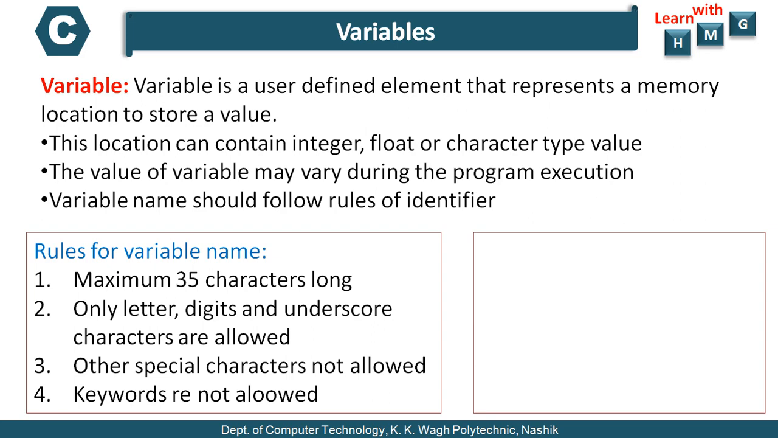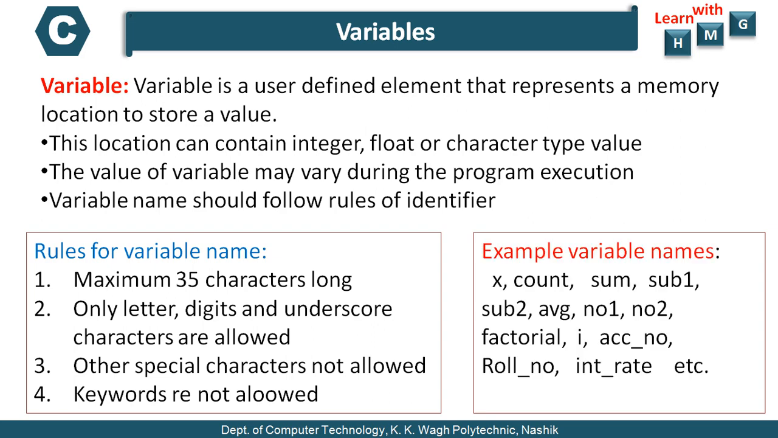So let us have some examples of variable names. For example, x, count, sum, sub1, sub2, avg, no1, no2, factorial, i, acc_no, roll_no, anti_rate, etc. Whenever you want to use 2 separate words as a variable name, I recommend using an underscore in between instead of a space. In another way, whenever you want to use a space in your variable name, use an underscore, because space is not allowed in a variable name. So this is about the variable, and you will require variables in your program.